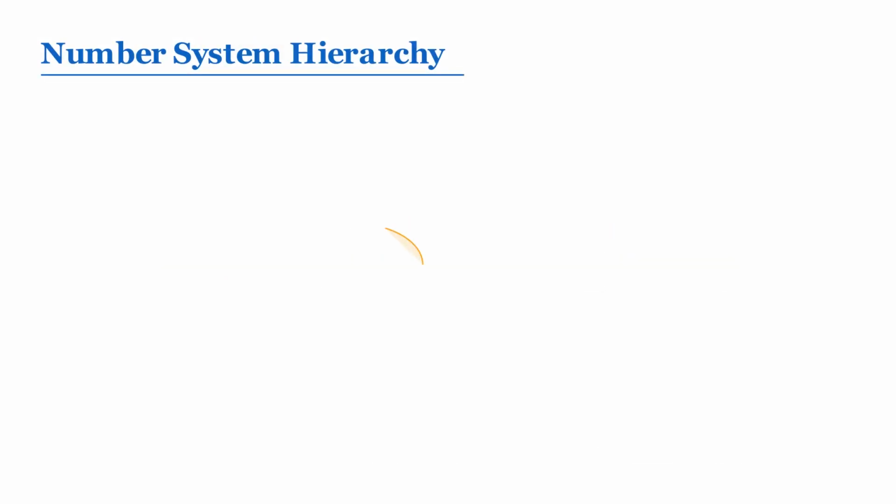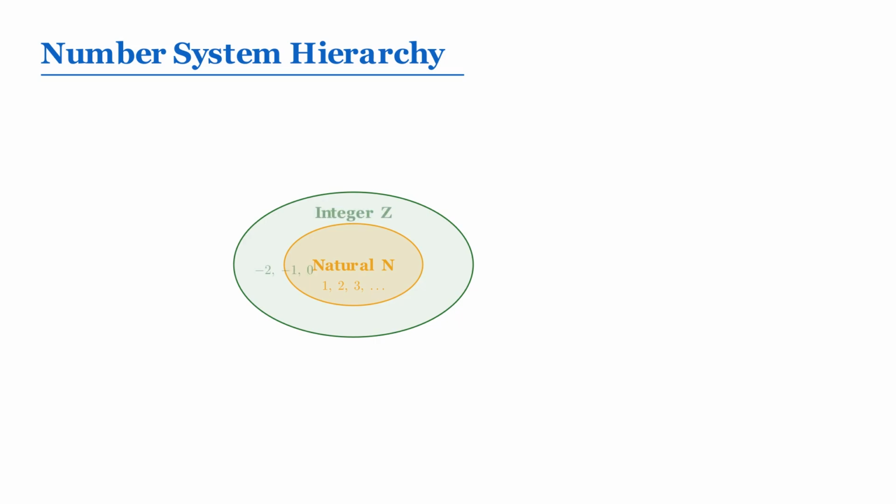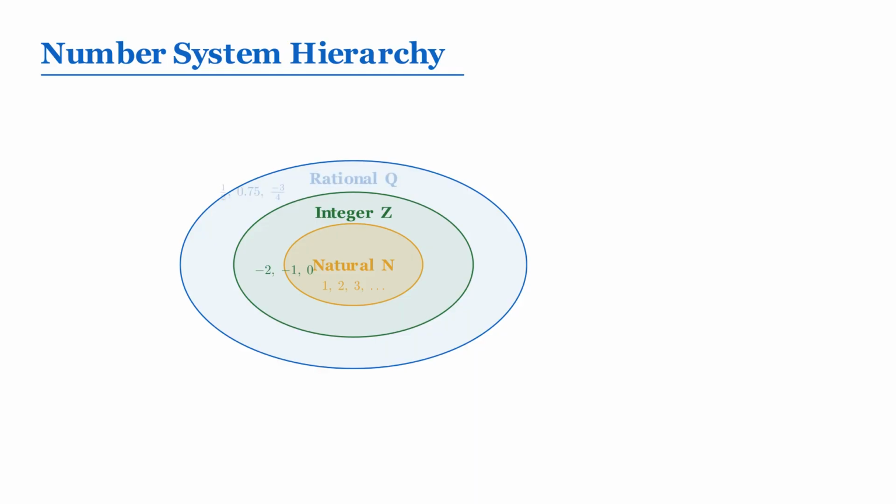At the innermost level, we have the natural numbers, represented by N. These are the counting numbers, 1, 2, 3, and so on. Surrounding them are the integers, represented by Z. Integers extend the natural numbers by including 0 and negative whole numbers like -1 and -2. The next layer is the rational numbers, represented by Q. These include all fractions, such as 1/2, 0.75, and -3/4. Every integer is also rational.